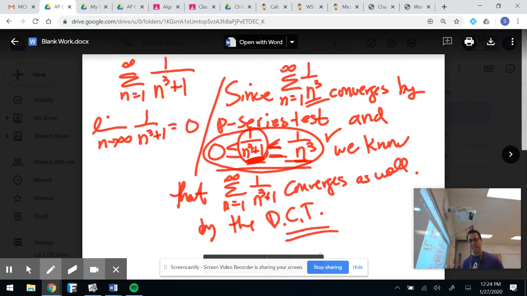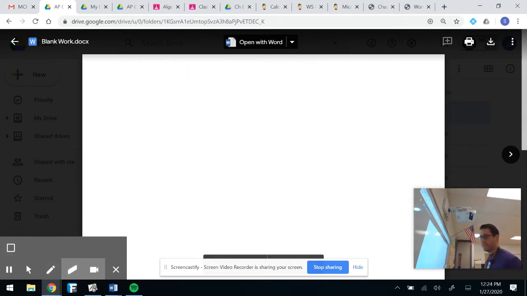All I need is something that I know, an inequality that works out all the time, and then I can compare it. How about it? Not too bad. Let's go ahead and look at the next one.